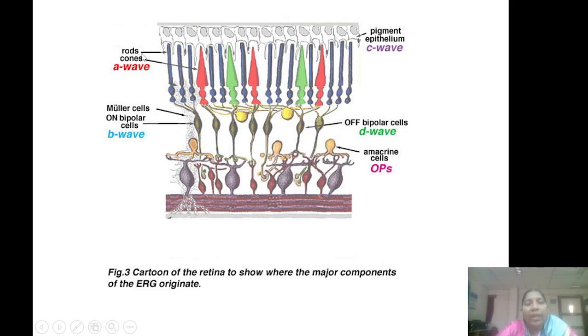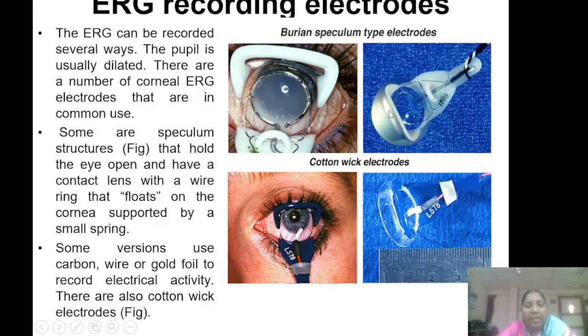So here the A wave and the C wave are associated with the cornea part, and the B wave originates in the bipolar cell region, and the D wave is located at the termination of the stimulus. This picture shows how the ERG waves originate. The A wave, B wave, C and D wave originate from the retinal layers.